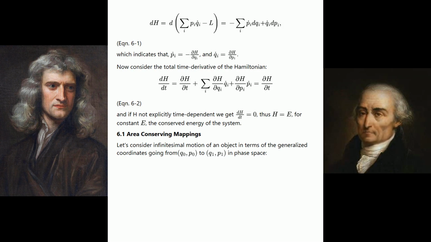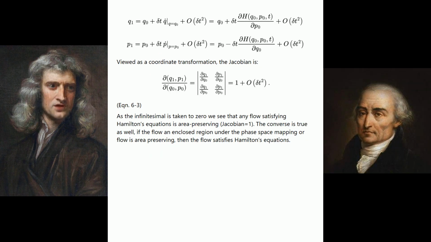6.1 Area conserving mappings. Let's consider infinitesimal motion of an object in terms of the generalized coordinates going from q sub 0, p sub 0 to q sub 1, p sub 1 in phase space. See the next equation. Viewed as a coordinate transformation, the Jacobian is, see equation 6-3. As the infinitesimal is taken to 0, we see that any flow satisfying Hamilton's equations is area-preserving, Jacobian equals 1.